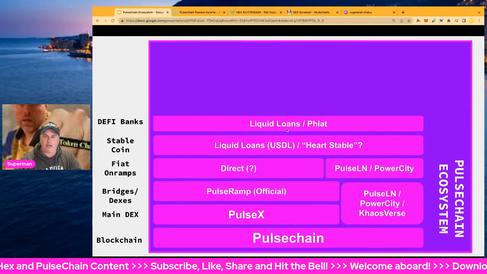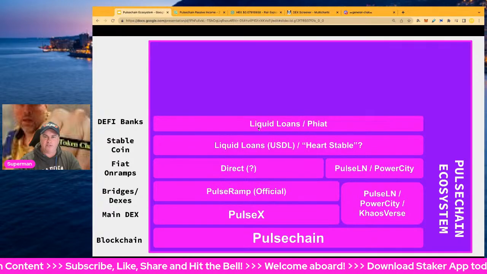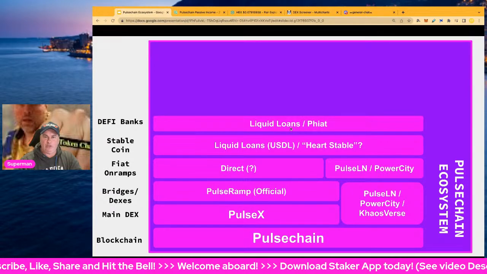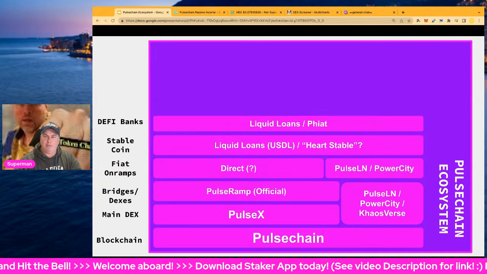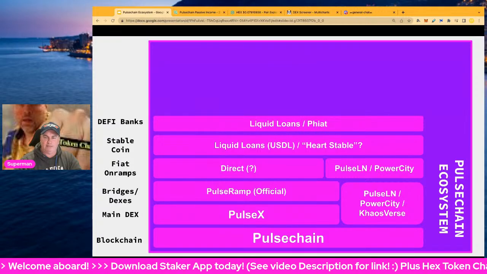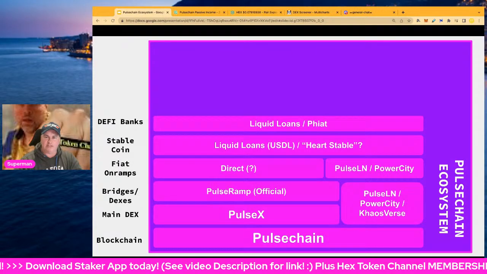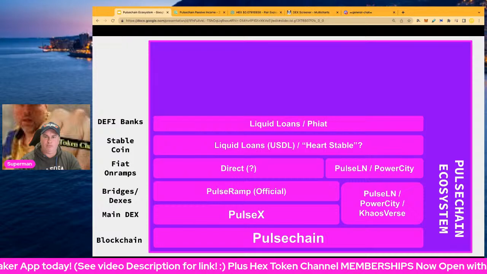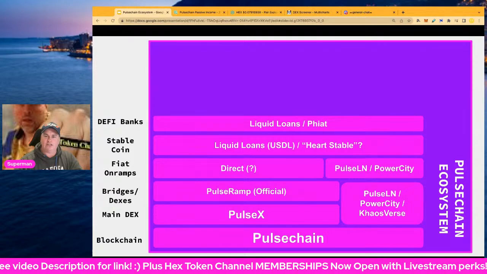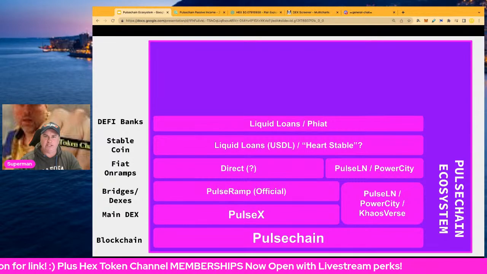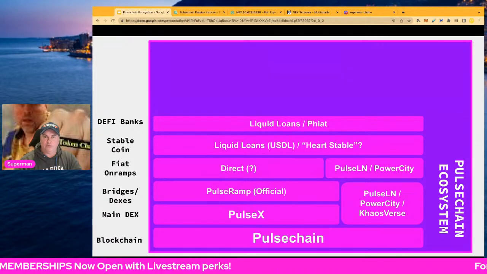So we've got Liquid Loans here and Phiat coming. And of course, Liquid Loans being able to issue USDL tokens, being a platform where you can earn passive income with the loan token and the USDL tokens as well. And of course, accumulate more Pulse tokens, which is pretty exciting. So there's lots of opportunities there. And I suggest a lot of the stuff there is going to be around the trading pools and liquidity. I think they're going to absolutely help those flourish as well.